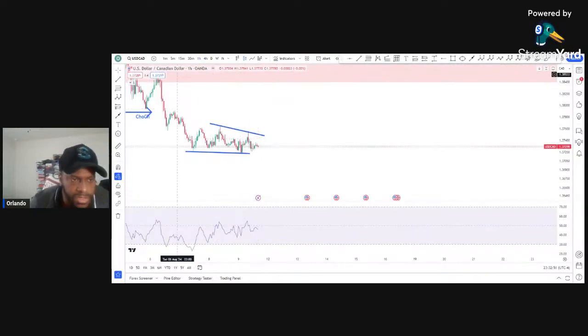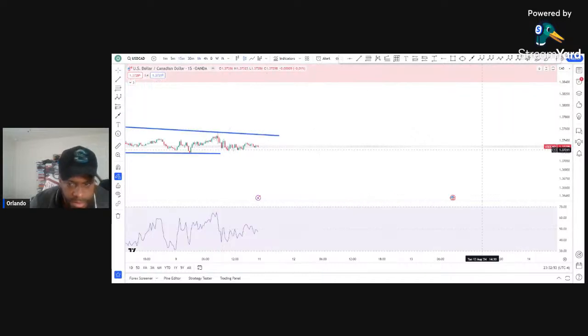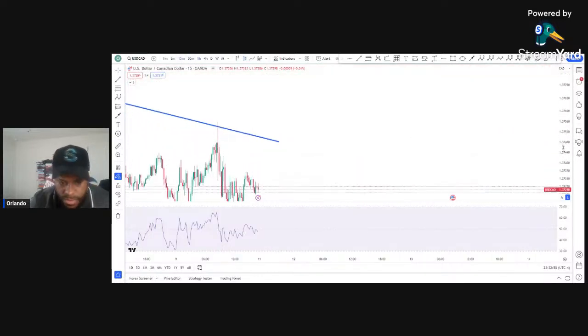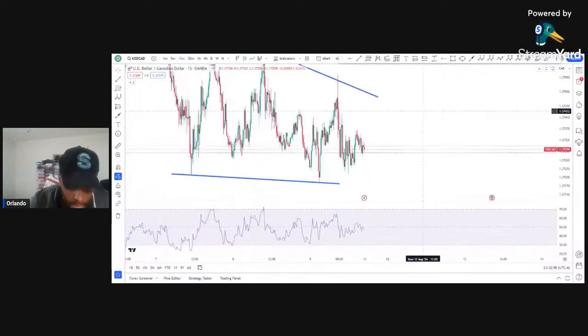That is all I can really do on this particular pair. I think it's gonna melt though. It's gonna melt.